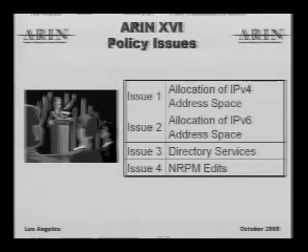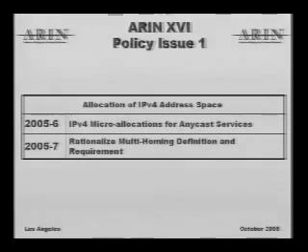We basically are looking at 4 issue areas, if you will: allocation of V4 space, allocation of V6 space, also directory services, and then we've got some cleanup work to do in the number resource policy manual. Policy issue 1, the allocation of IPv4 address space. We have 2 policies on the table to discuss in that area. One has to do with microallocations of V4 for Anycast services, and the other one has to do with trying to rationalize the current multi-homing definition and requirement as it exists in the current policy manual.